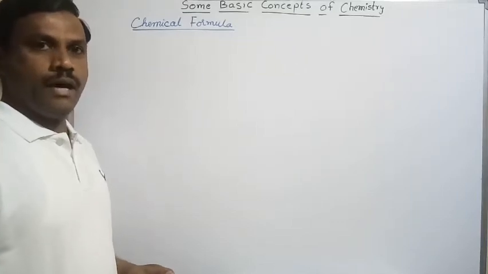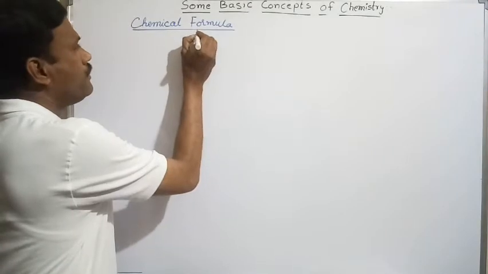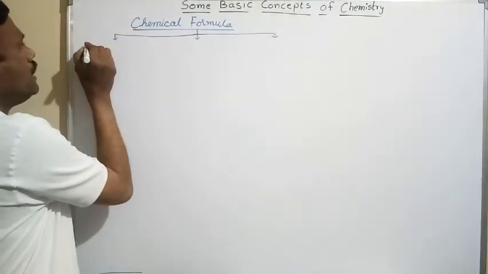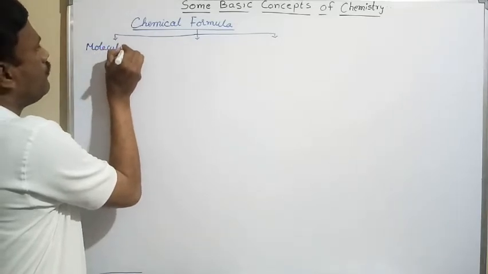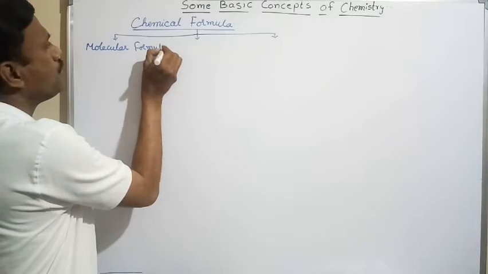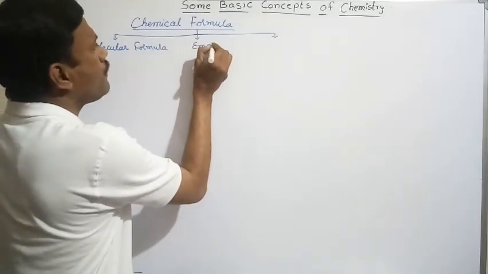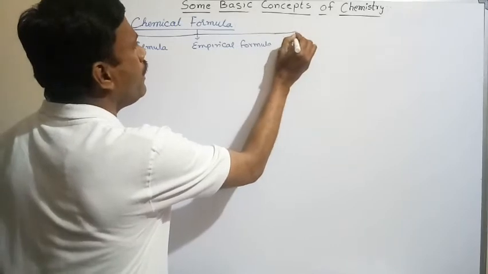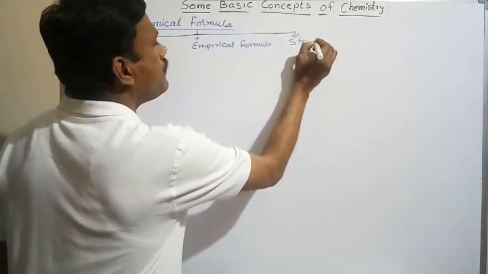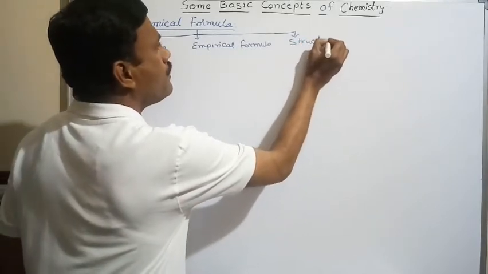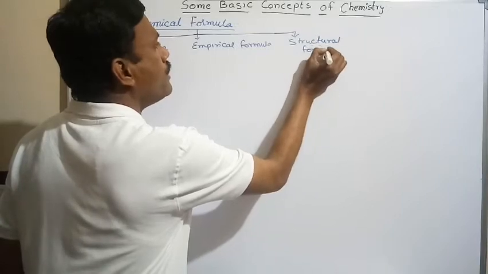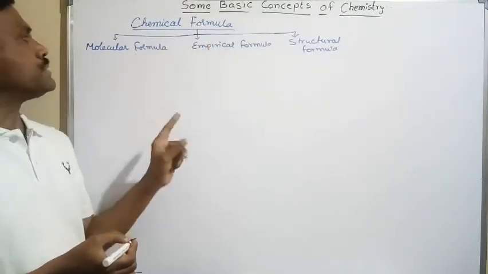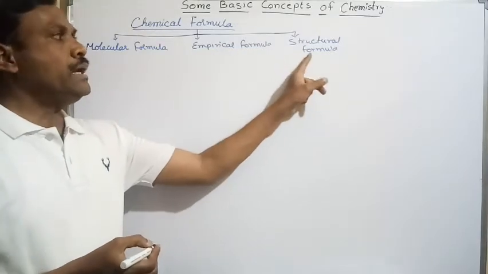In chemical formula, there are three types: molecular formula, empirical formula, and structural formula.